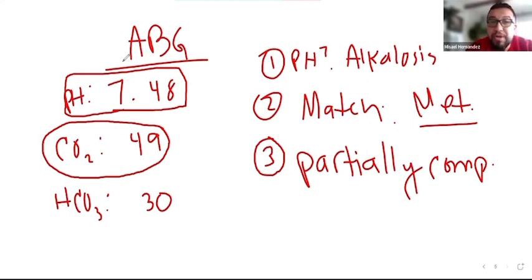For those of you that are wondering, how do we know it's fully compensated? When the CO2 and HCO3 are out of whack, and the pH is normal, between 7.35 and 7.45, that is how we know that it's fully compensated. And there is a math way to figure out which one is actually responsible for it, but there's no need for you guys to know about this, so I'm not even going to go into it.